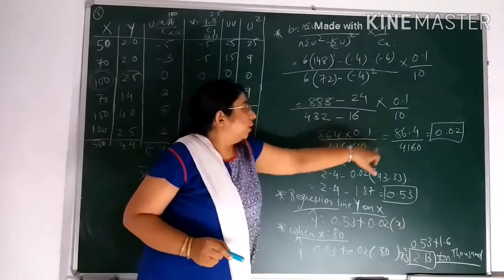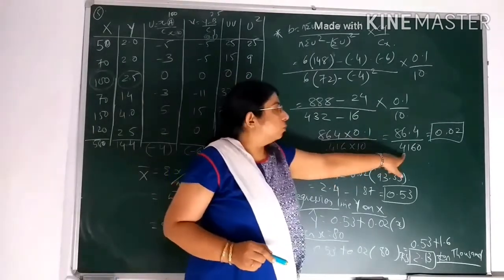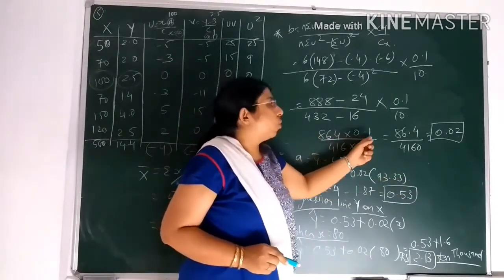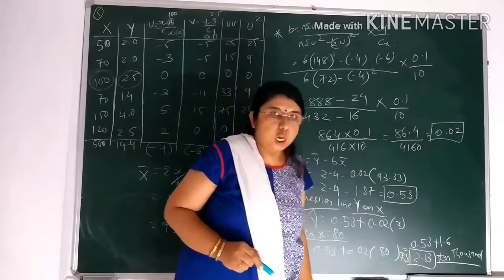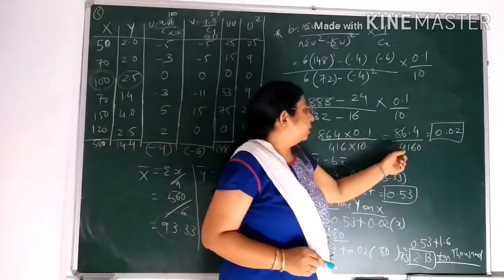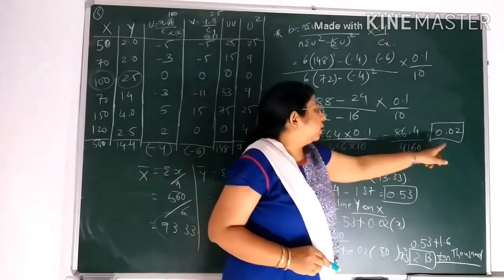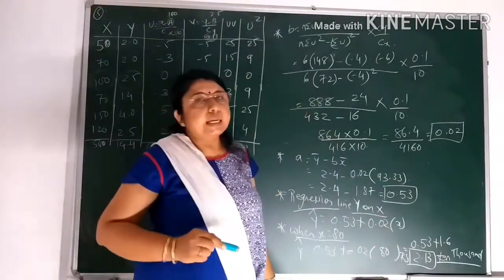Multiply by 0.1 and in the denominator multiply by 10. Now 416 into 10 would come to 4160. And 864 into 0.1, you will multiply, and you will get the answer, that is 86.4. Now dividing the numerator and denominator, 86.4 divided by 4160 would come to 0.02. Now the value of b comes to 0.02.